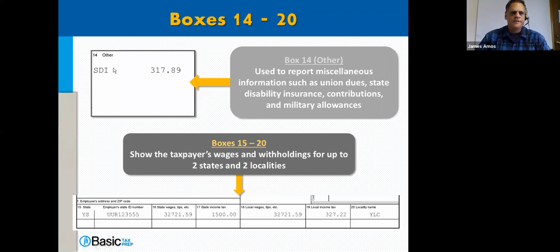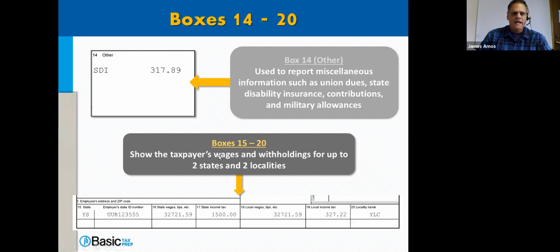For an example, this one is showing SDI. This is state disability insurance. Is that deductible? Might be, might not be. It depends on the circumstances. We're not going to get into it any more than that. Just know box 14 is something you should take a look at and determine if there's anything in there that you should be including in the tax return.